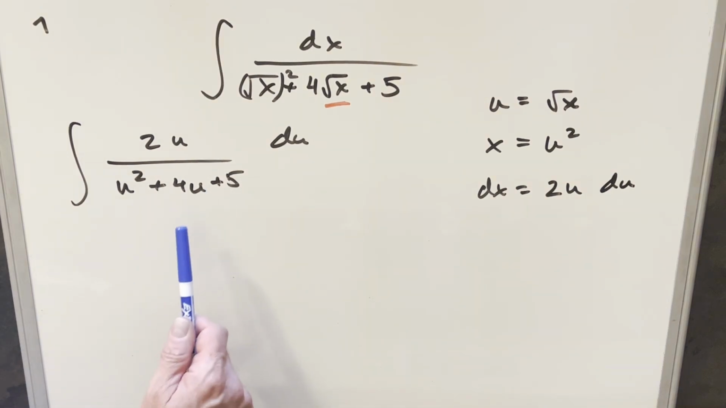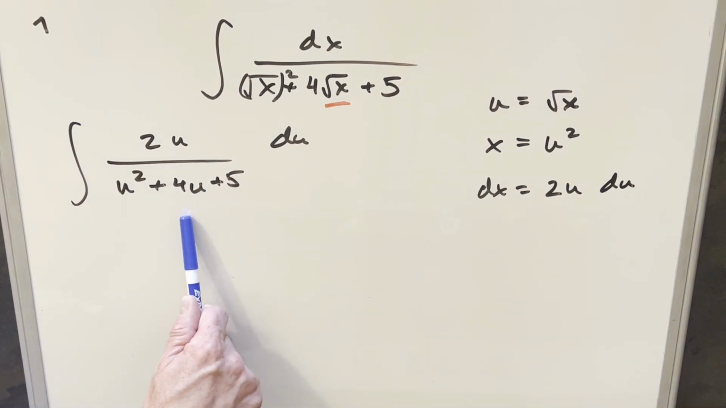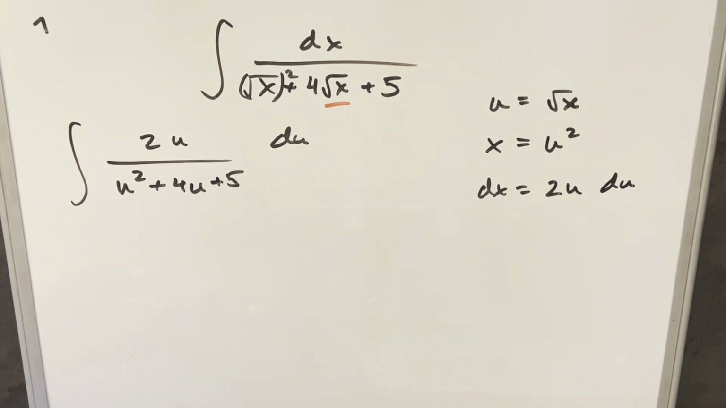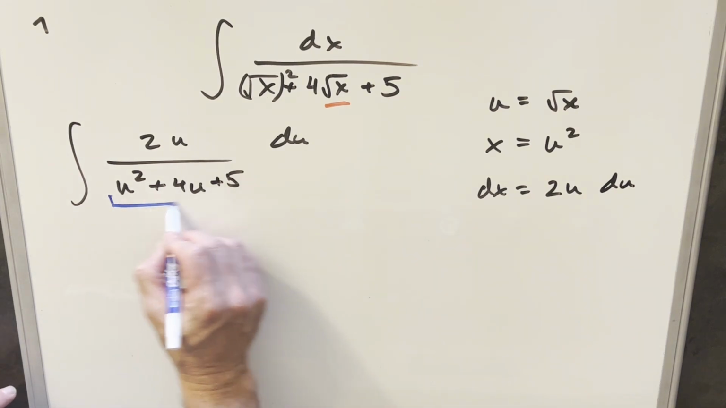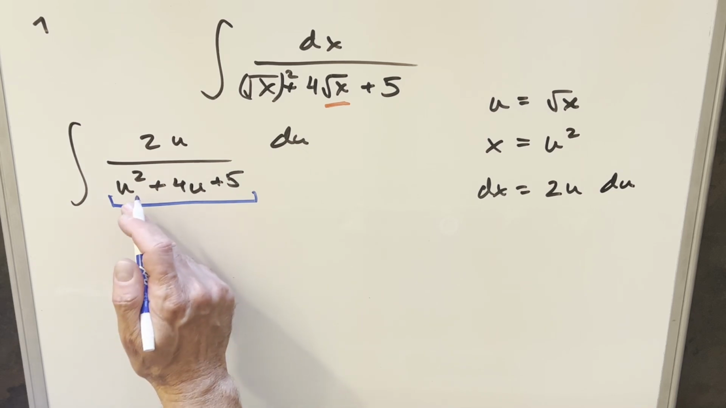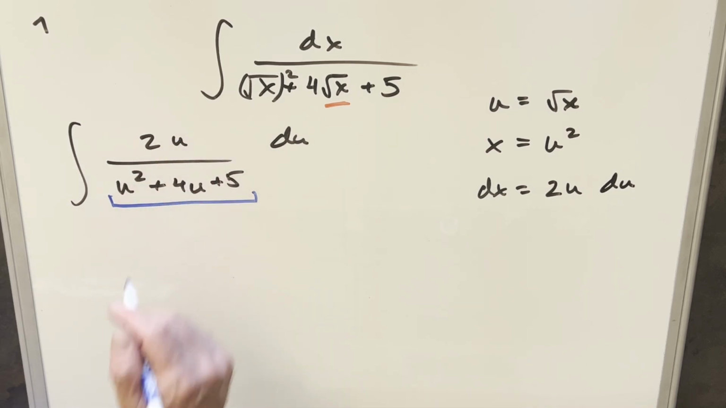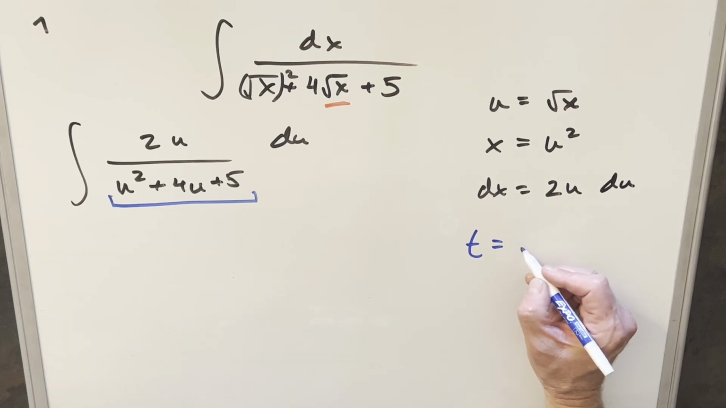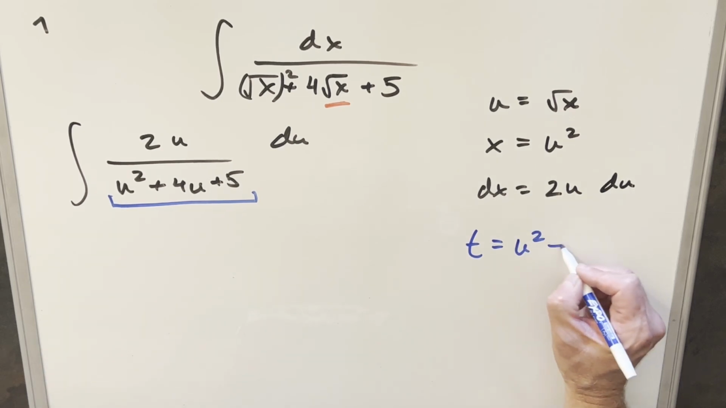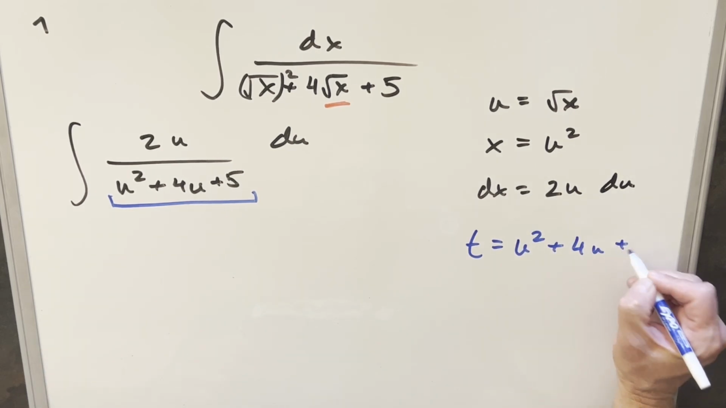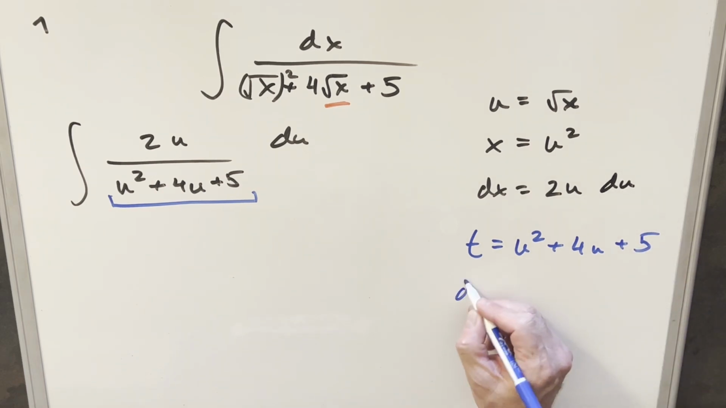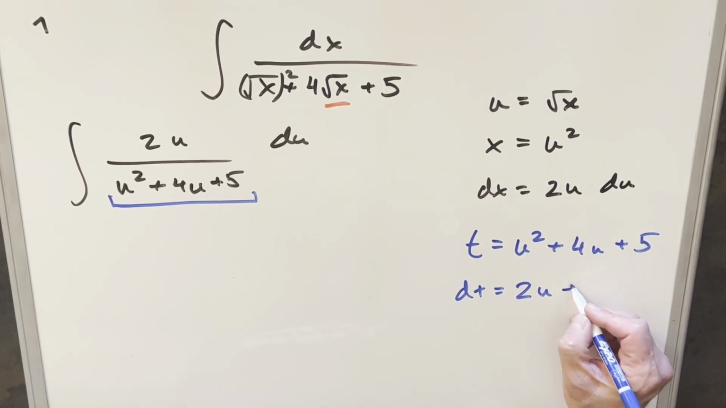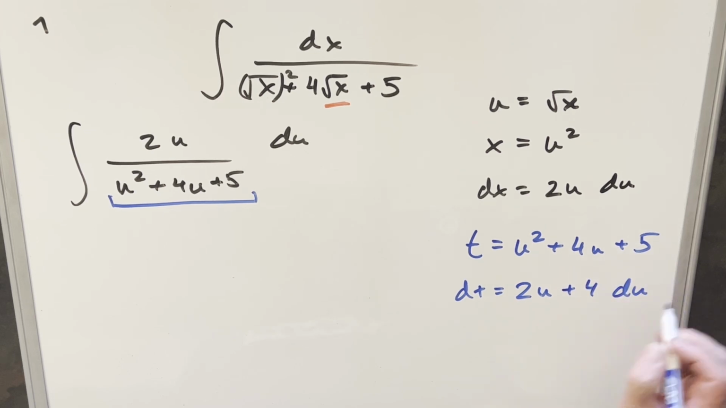But I can't actually factor this with integers, so partial fractions is not really going to be an option for us here. I think what I want to do is another substitution on all this, because you'll notice when we take the derivative, we're going to get a 2u back. So for this, we'll use another variable. Let's call t equal to this whole denominator. We'll say t equals u squared plus 4u plus 5. Take the derivative. We have dt is going to be just 2u times a plus 4 du.